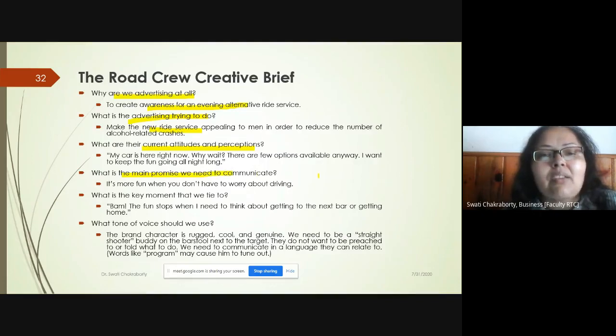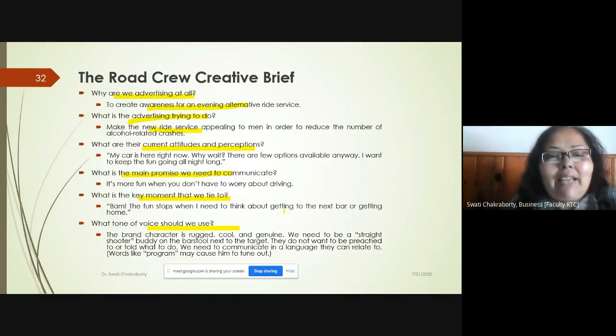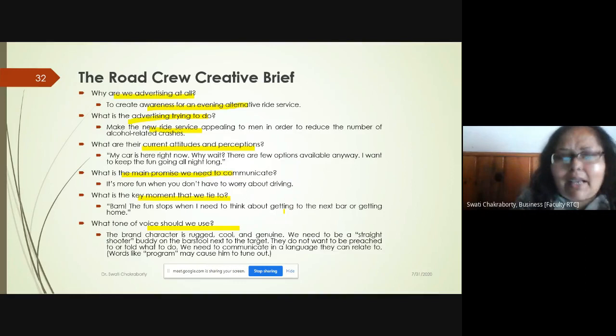What is the main promise? It's more fun when you don't have to worry about driving. What are the key moments that we tie to? The fun stops when I need to think about getting to the next bar or getting home. So you miss it when you have to stop somewhere. What tone of voice? The brand character is someone who's rugged, who's cool, who's genuine, because you're riding a car, right? So it has to be a very rugged person, a very cool person, and genuine, right? The communication has to be in a language that they can relate to. So this is an example.